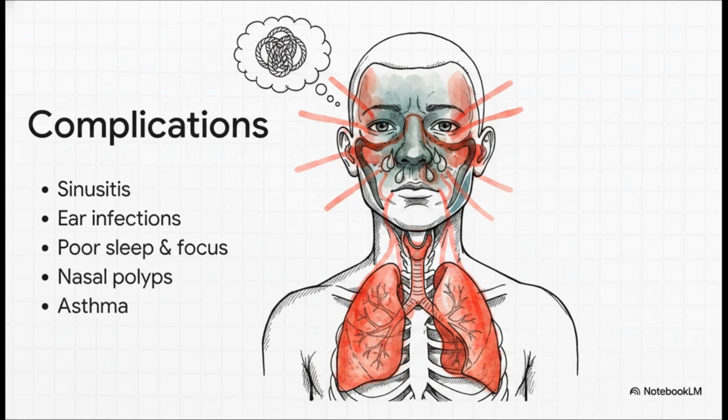Chronic, untreated inflammation blocks up drainage pathways, which leads to recurrent sinusitis and painful middle ear infections. The constant nasal obstruction causes profound sleep disturbances. That leads to daytime fatigue and significantly reduced concentration, which can severely impact a child's schooling or an adult's career. It can even lead to the physical growth of nasal polyps. And crucially, unchecked upper airway inflammation consistently worsens underlying lower airway diseases like asthma.